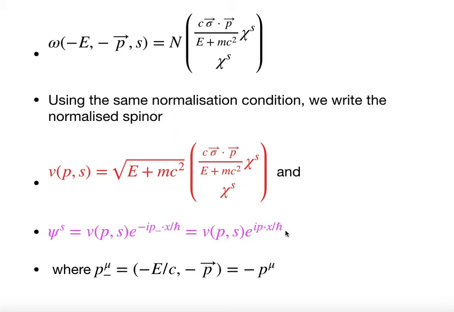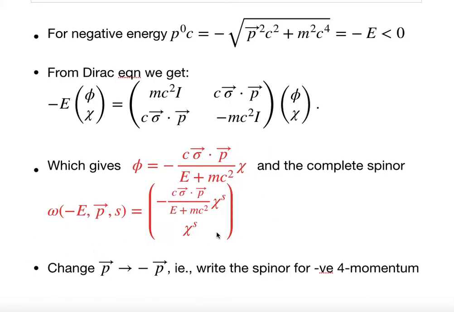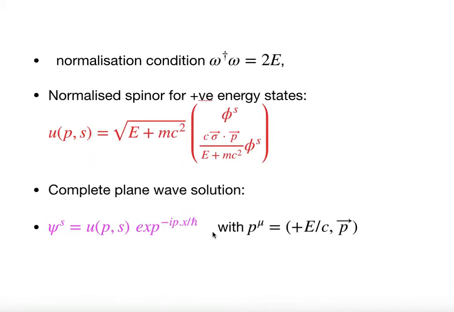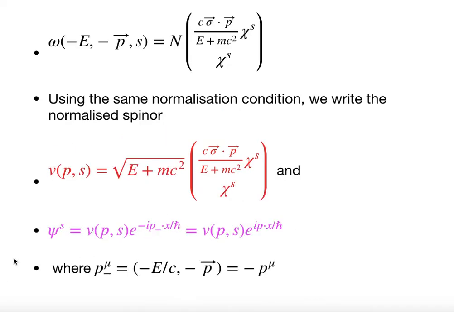So for the positive energy solution I have e to the power minus I P dot X over h cross, but for negative energy solutions I have e to the power plus I P dot X over h cross, because this momentum is now reversed. So these are the standard spinors or the solutions that you will see in books.